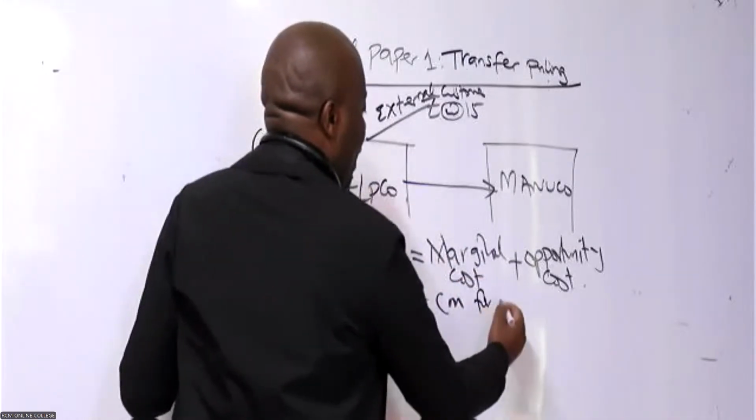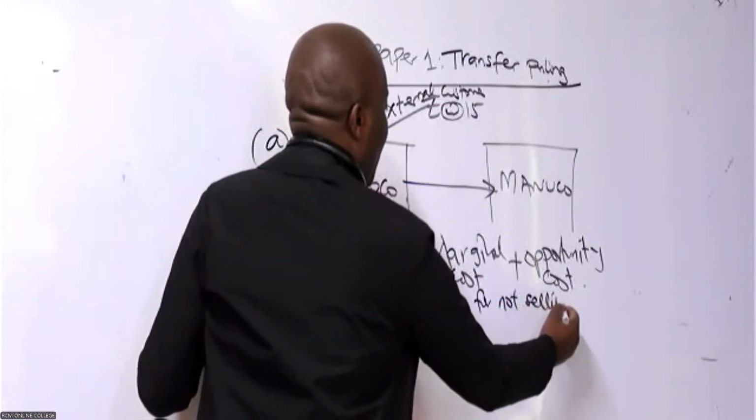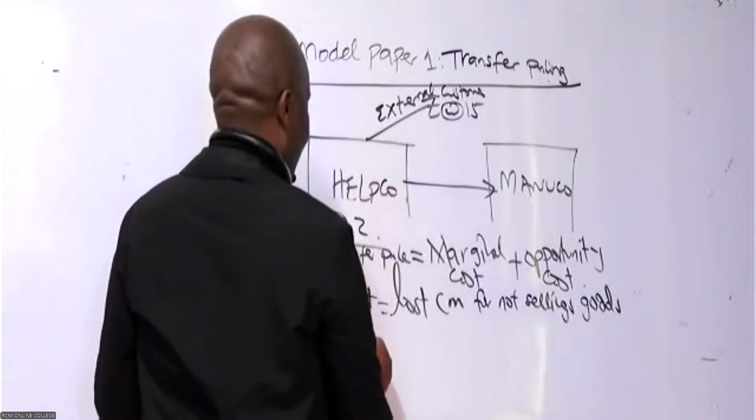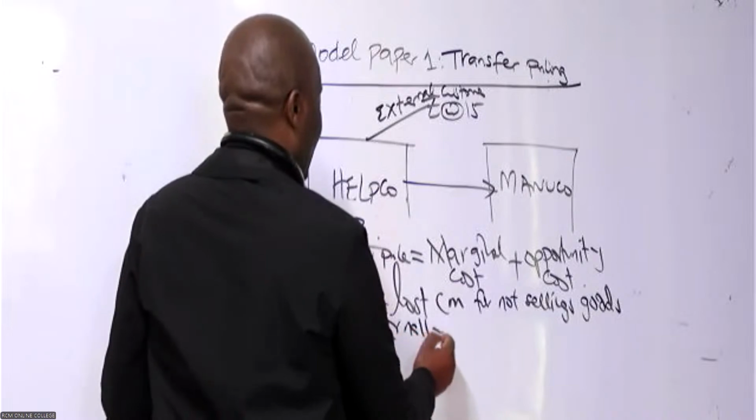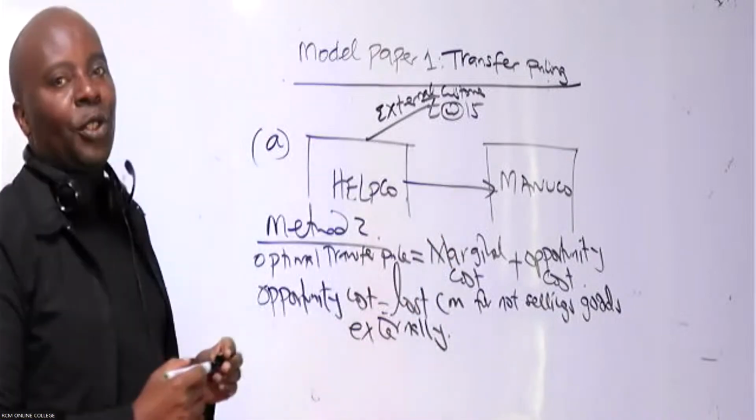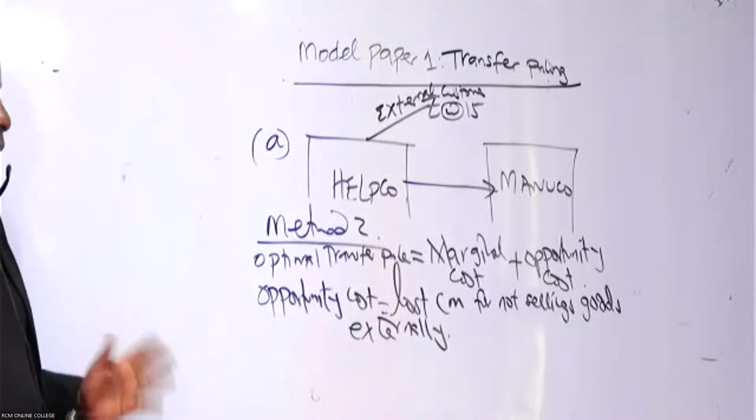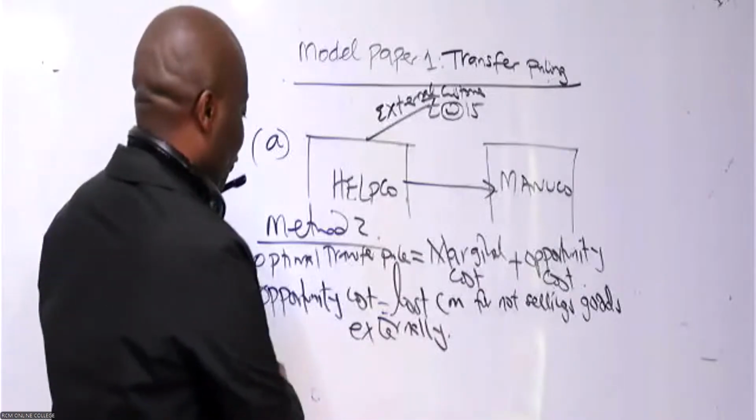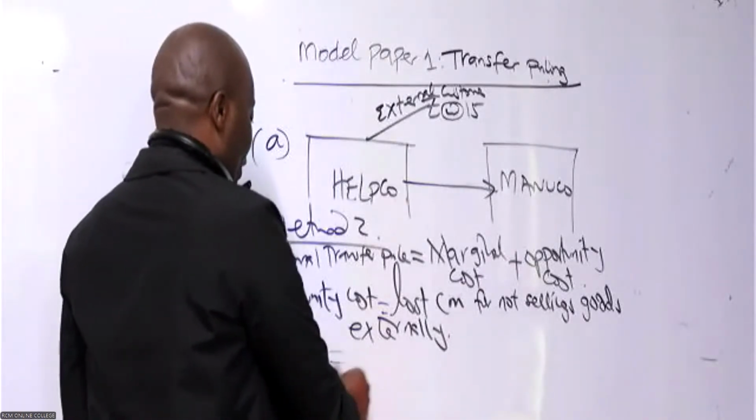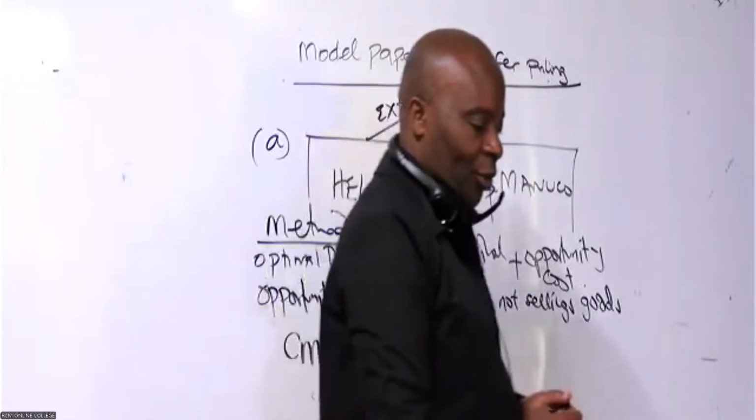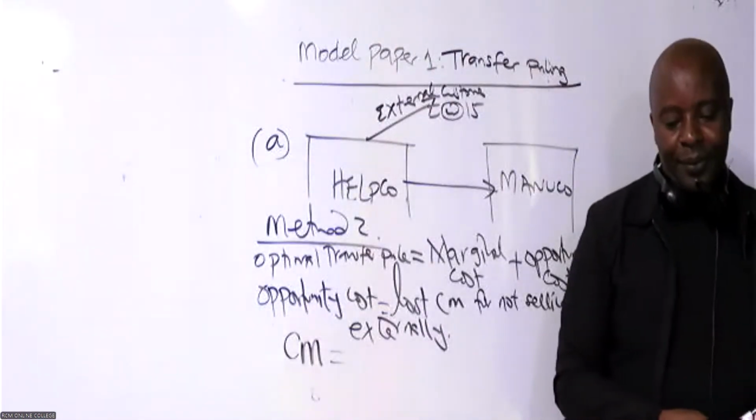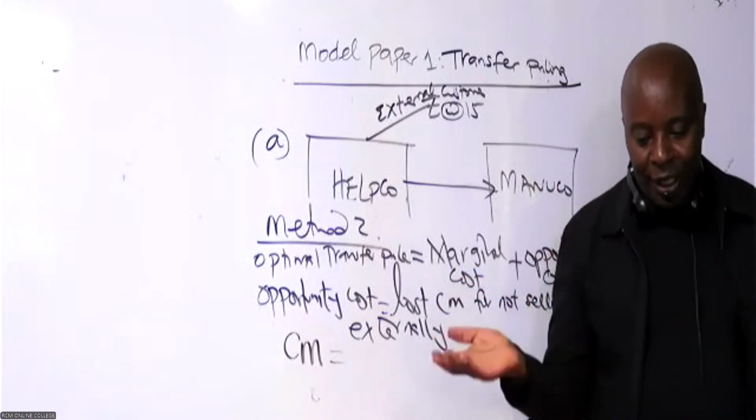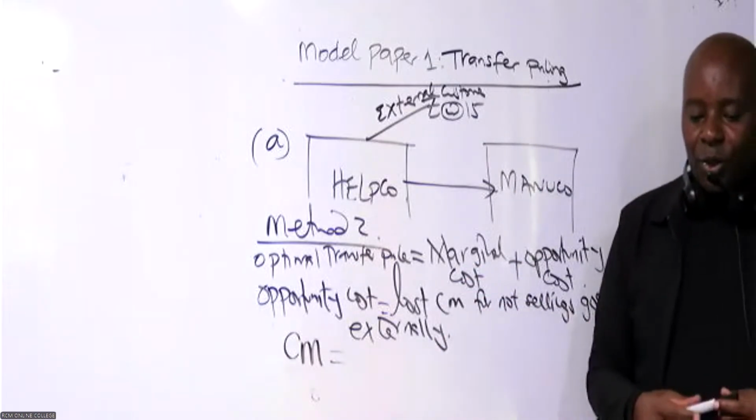Yeah, lost contribution margin for not selling goods externally. Let me ask you a question, ladies and gentlemen. Is there somebody who is able to remember the formula of getting contribution margin? You guys, you ninja. How do we get contribution margin? It is selling price minus variable cost, isn't it? You see the online guys, great, they are right. So it is selling price minus variable cost.